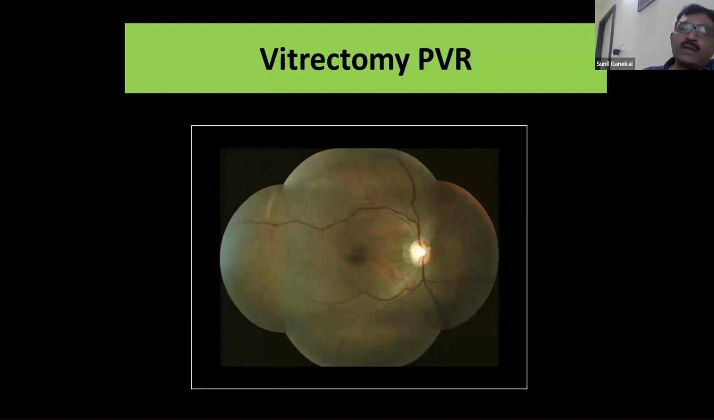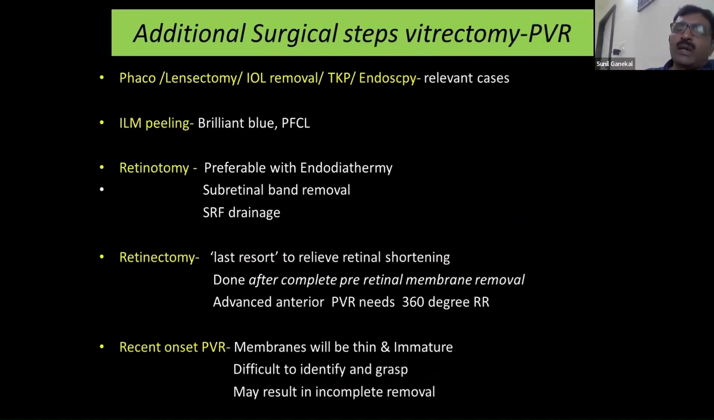So as I told, sometimes if the lens is opaque, you may have to do a phaco along with vitrectomy. Or if the patient is young, you may sometimes end up with a lensectomy or IOL removal if there is a capsular fibrosis and optic capture and other things. If the cornea is opaque, you may have to resort to temporary keratoprosthesis, so you can combine both PK as well as vitrectomy. If you have access to endoscopy, definitely that's a useful tool for assessing the operability of the cases, whether to abandon the cases and other things.